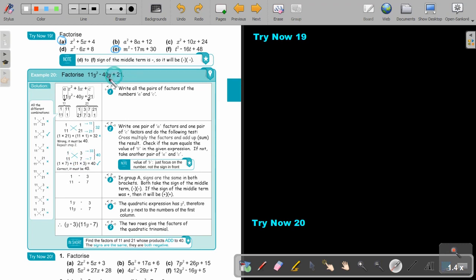In group A, the signs are the same. Both take the sign of the middle. There is the middle. So negative, negative. And this is y squared y. So what is this going to be? Just y. And remember, let me show you again. This is going to be your first bracket. This is going to be your second bracket. Okay.